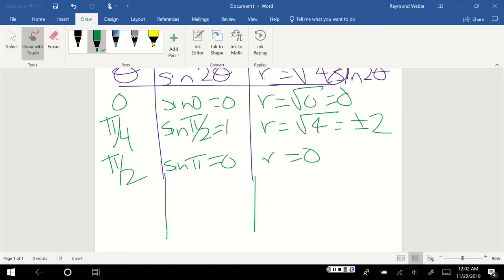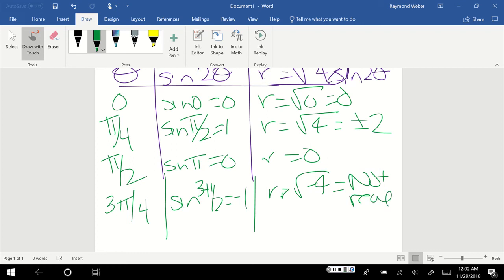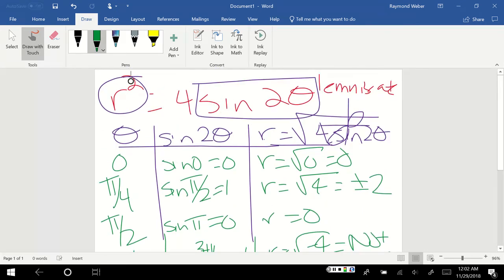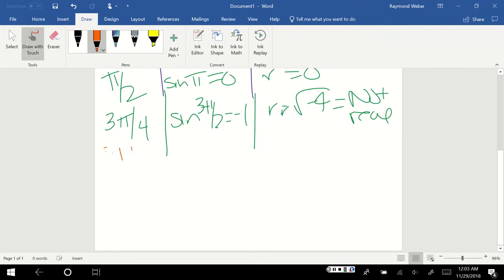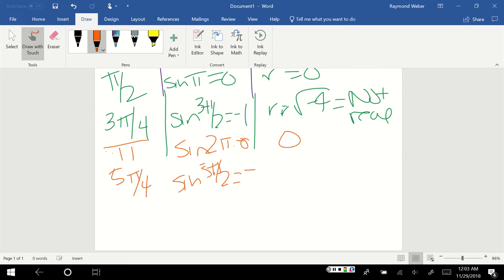Now, what if I put in 3 pi over 4? Well, then I'm going to get sine 3 pi over 2, which is negative 1. Can I do that? No, not real. So I'm not going to have anything. If you look back up at my sketch, we remember we're only going to have it in two quadrants. That's what this is telling us as we go through and do this. And I can keep doing this. At pi, I'm back to 0 again, because sine of 2 pi is 0. Then if I put in 5 pi over 4, I'm going to get sine 5 pi over 2, which is again negative, negative square root of 2 over 2. So again, not real. And the same is going to keep happening.